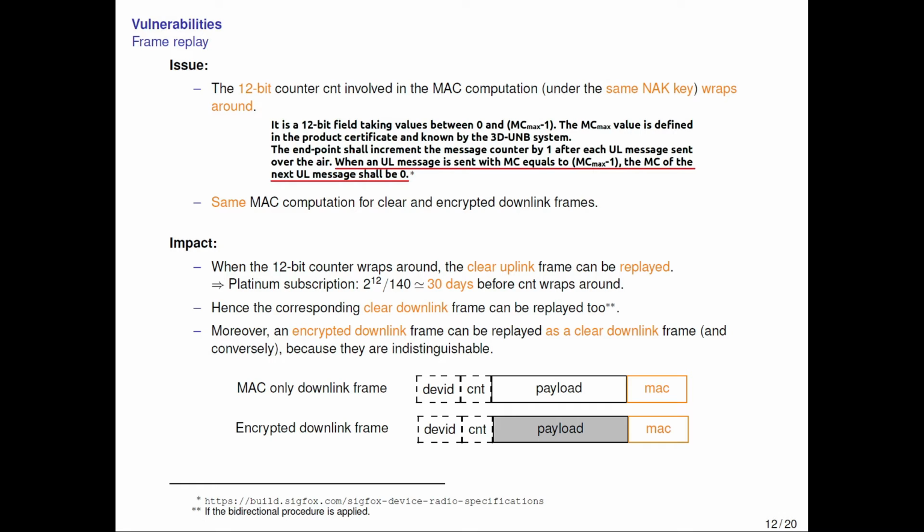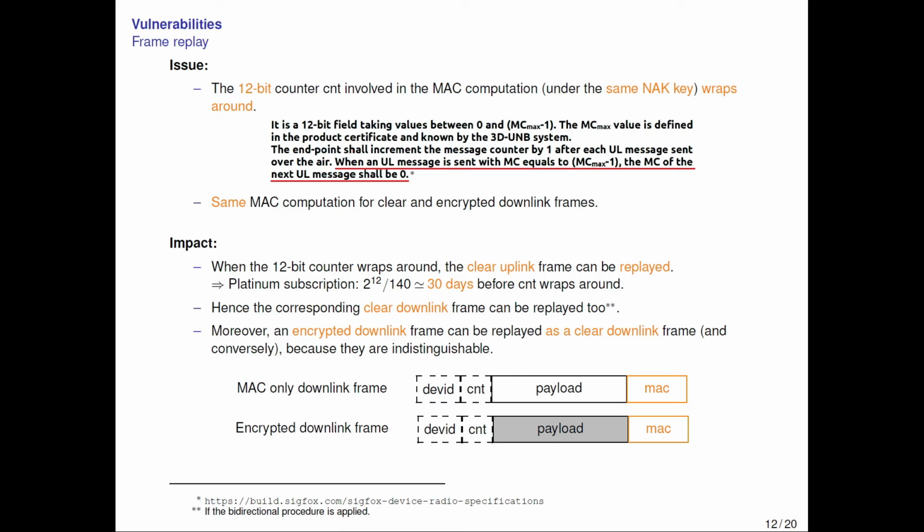The second flaw is related to the anti-replay mechanism. Per specification, the explicit counter, which is 12-bit long at most, must be reset to 0 when it reaches its highest value. With the Platinum subscription, an end device can send 140 uplink frames per day. This means that the counter wraps around roughly every month. Since the same NAC key for a given end device is used to compute the MAC tag of all frames, this means that every month all previous uplink frames become cryptographically valid anew.